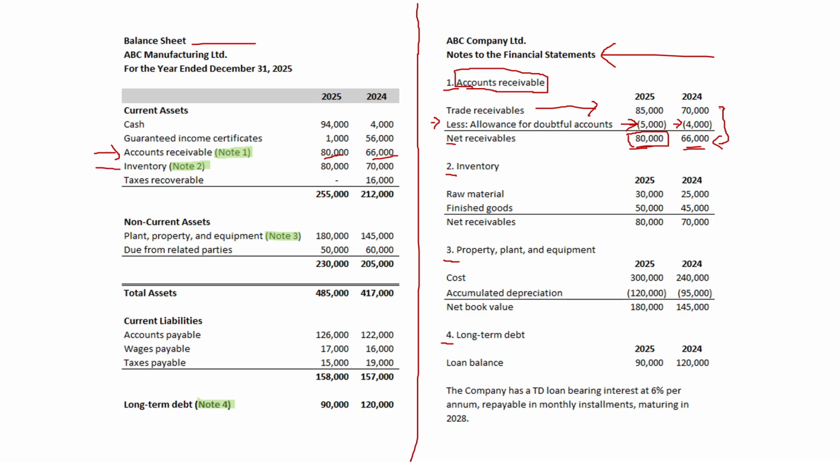For inventory, it's a little bit different. So you have, again, this is a little error. That's not receivables. This is inventory. So you have the 80,000 and 70,000, which corresponds exactly to the left side, but it tells you the composition, what makes up the inventory. So it tells you that in 2025, there's 30,000 that's raw material, and then there's 50,000 that's finished goods.